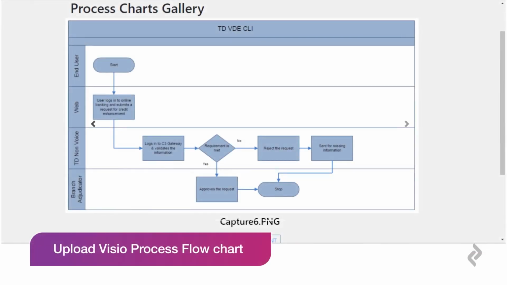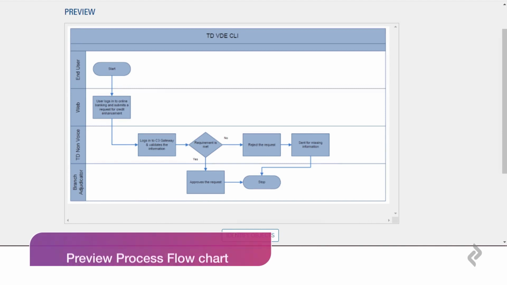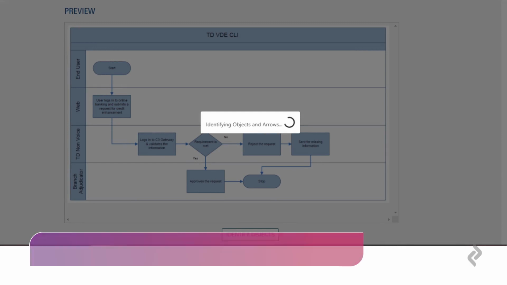First, the relevant process chart, which needs to be converted into the workflow model, is selected. This can be a diagram in any of the popular charting tools like Visio, or a document like a PowerPoint slide, Word, or even a scanned, hand-drawn image. This is a preview of the selected flow chart. Now, we process this flow chart to decompose it into its parts.